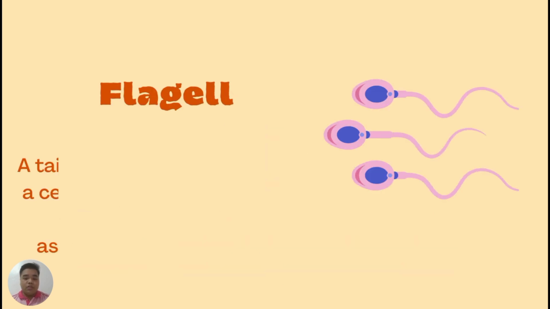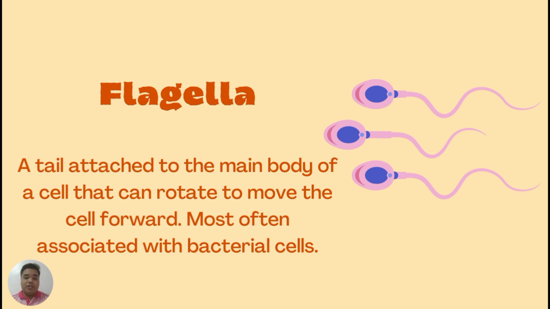Let us now move on to the next part, which is the flagella. A flagellum is a tail attached to the main body of a cell that can rotate to move the cell forward, most often associated with bacterial cells. The flagellum rotates or oscillates due to the movement of ions across the cell membrane, driven by energy from the cell's metabolic processes. As it rotates, it creates fluid flow around the cell, propelling it forward. This movement can be continuous or intermittent.